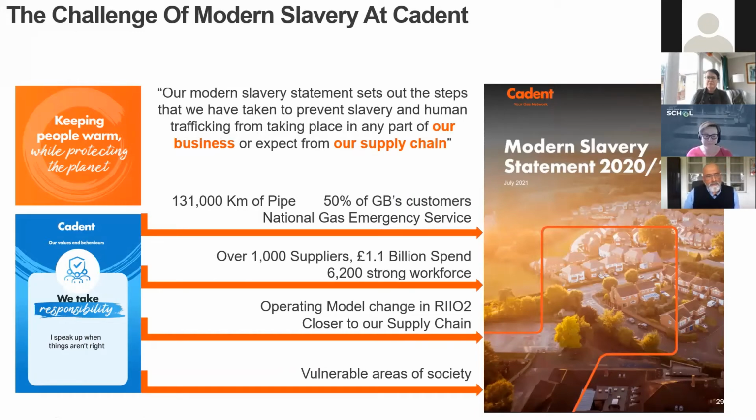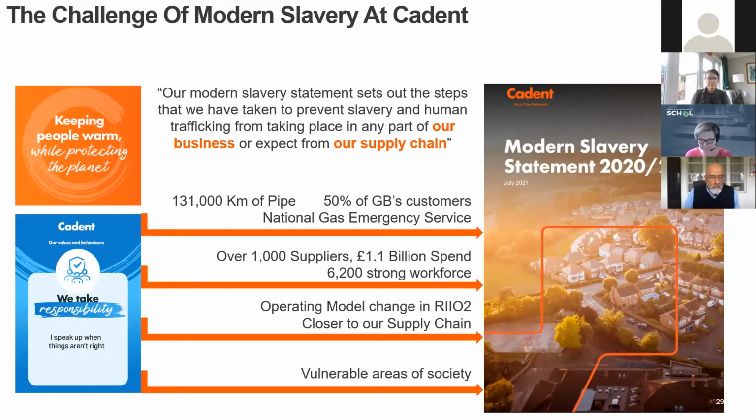Starting from the top left-hand corner, that happens to be the objective for Cadent: keeping people warm while protecting the planet. And in terms of protecting the planet, along with that comes protecting the people on the planet. So very much up there. And then the blue tile on the bottom left-hand corner is one of our 4 values. And clearly we've picked the one that makes most sense in the context of modern slavery.